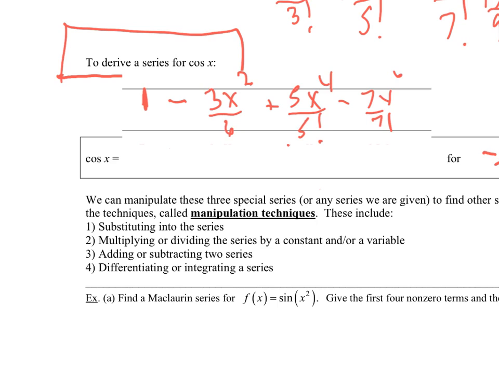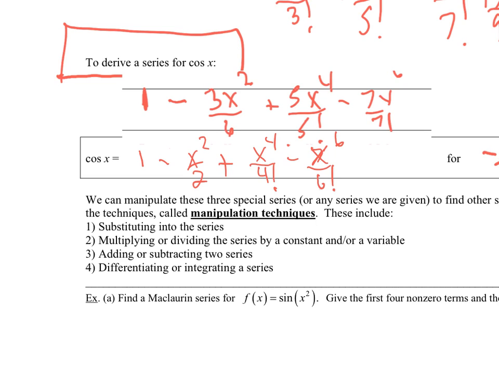So it turns into 1 minus, 3 goes into 6 twice, so it's x squared over 2, plus, this is 5 times 4 times 3 times 2, so the 5's cancel, leaving x to the 4th over 4 factorial, minus, the 7's going to go away because I'm left with x to the 6th, and the 7 gets canceled, over 6 factorial.